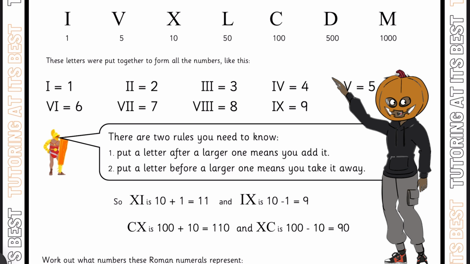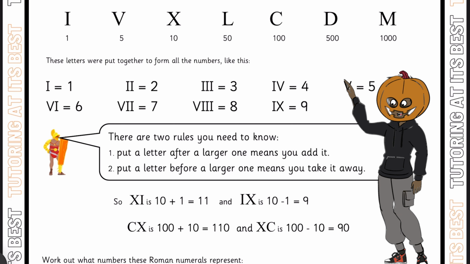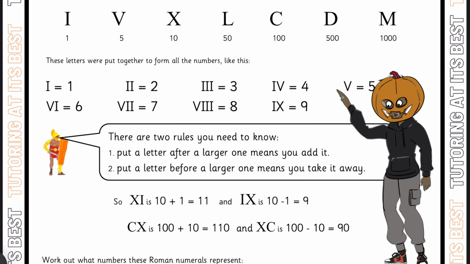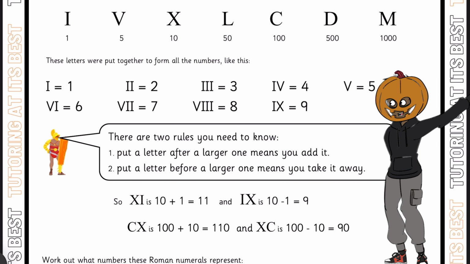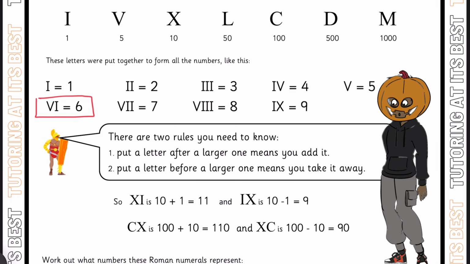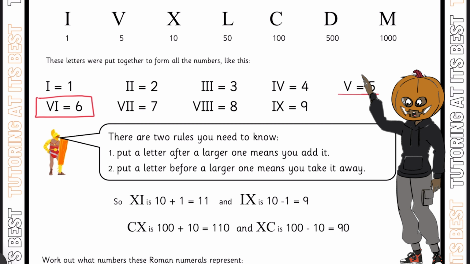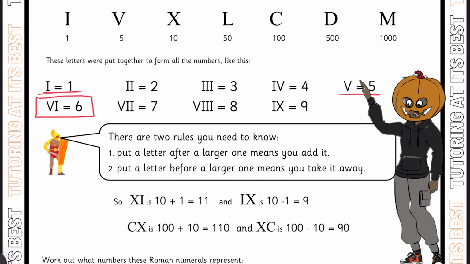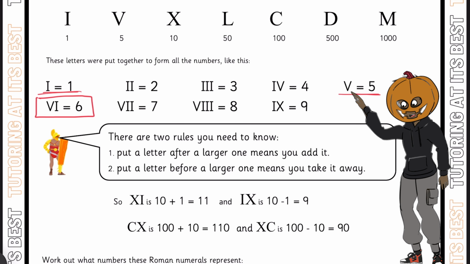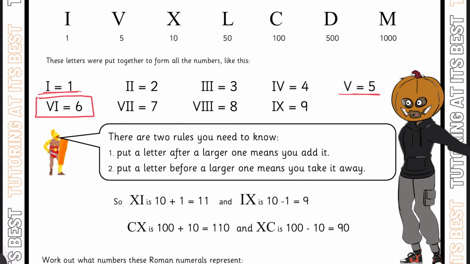So there are two main rules that you need to know. One states, put the letter after a larger one means you add it. Let's take this for an example. The I represents a 1 and the V represents a 5. Now, because we've put a smaller number after a larger one, we're going to add it together. So 5 plus 1 gives us 6.